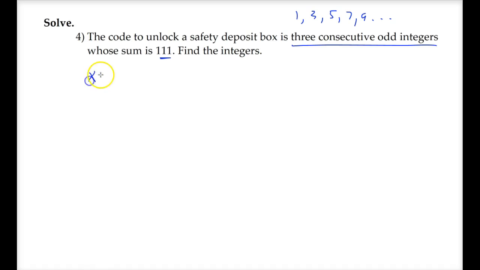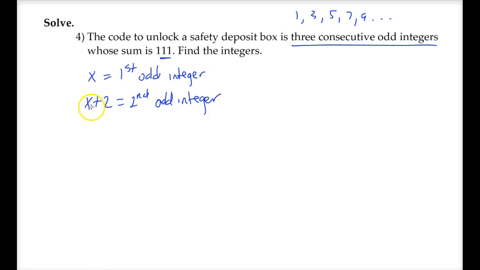So we need to start off by saying x is going to be our first odd integer. And so now, because remember, we don't know what x is, but we're trying to find that out, whatever is going to be that second number is going to be 2 more than that. So that's going to be x plus 2, the second odd integer. And then, of course, 2 more than x plus 2 is x plus 4. And that will be the third odd integer.